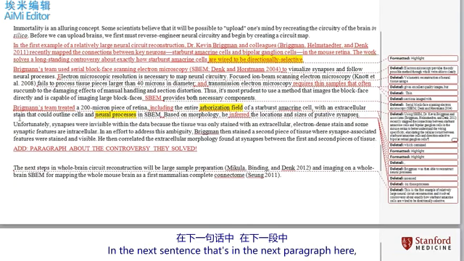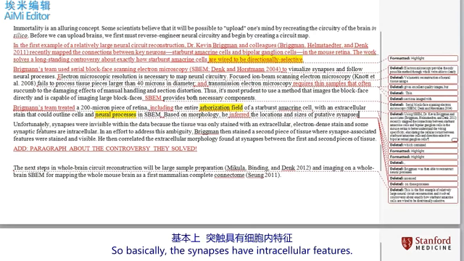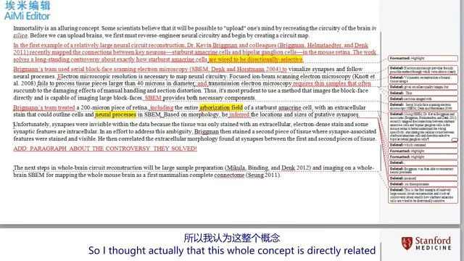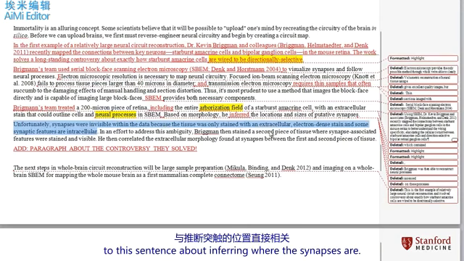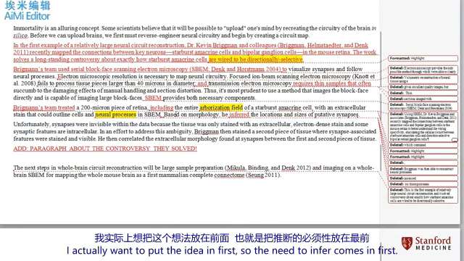In the next sentence that's in the next paragraph here, it's talking about why he has to infer. That is, why he can't directly see the synapses. So basically the synapses have intracellular features and the stain is an extracellular stain. So I thought actually that this whole concept is directly related to this sentence about inferring where the synapses are. So I thought we could kind of tie this all together. I actually want to put the idea in first, so the need to infer comes in first.